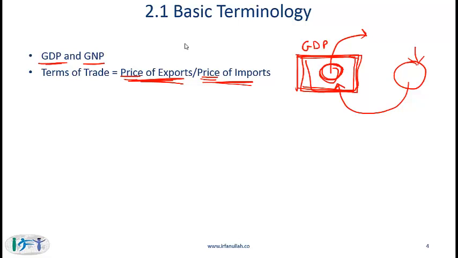If this ratio was originally 1.1 and from 1.1 it goes up to 1.3, this means that the price of exports is going up relative to the price of imports, which is an improvement from the perspective of a particular economy.